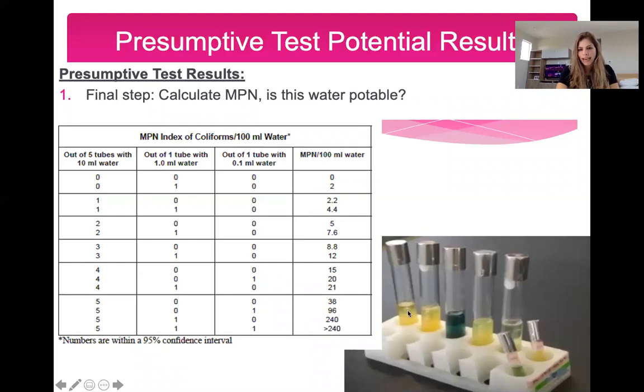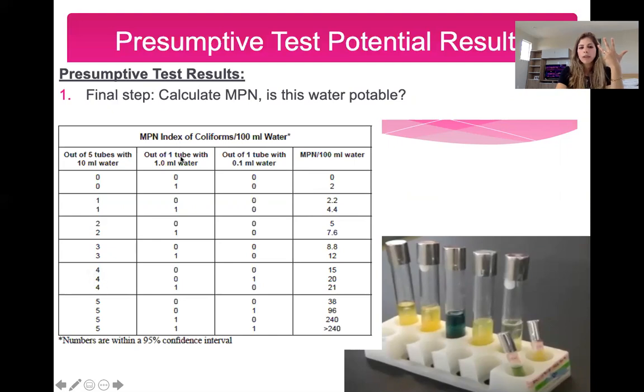This is yellow and it has a bubble. I can tell when I look really close. This is yellow and it has a bubble. So I have 1, 2 positive. This is not positive. This is yellow and it has a bubble, and this one's not showing, but it's yellow and it has a bubble. So I have 4. So then I go and I circle the 4 right here. So out of 5 tubes with 10 milliliter water, how many are positive?